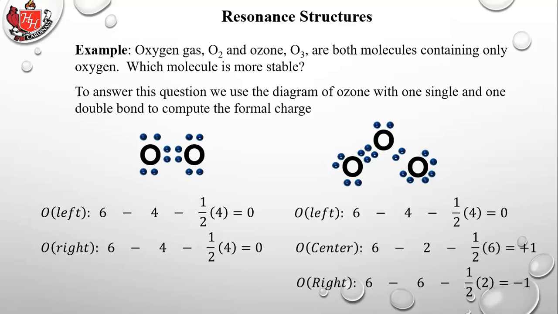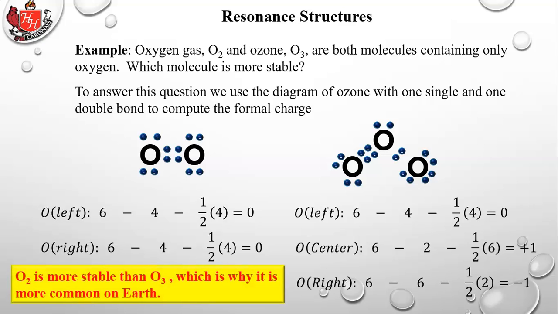So therefore, O2 is more stable than ozone. Now ozone does exist. It exists up in the upper atmosphere, and it's one of the things that filters the sun's rays and protects us from them. However, it is not as stable and does not appear in nature down here closer to Earth, but just in the upper atmosphere. So O2 is more stable than O3, which is why it is more common on Earth.